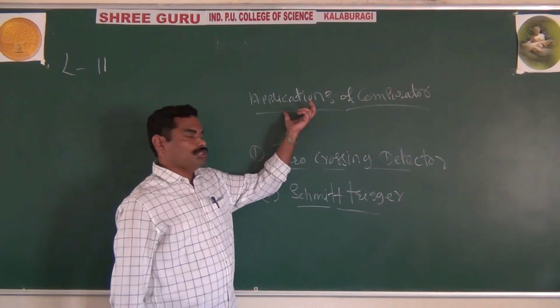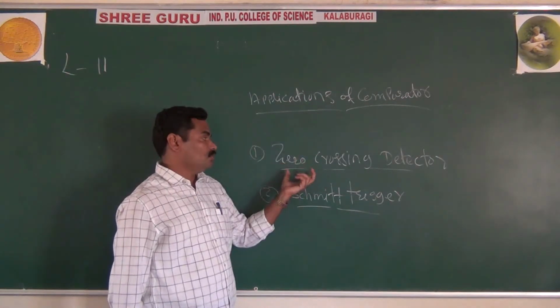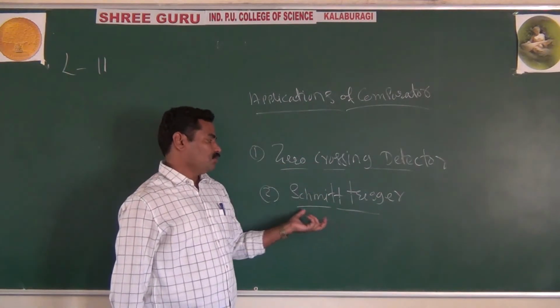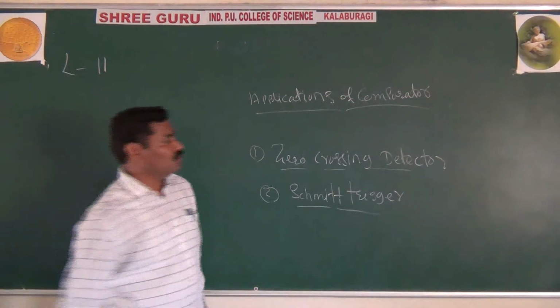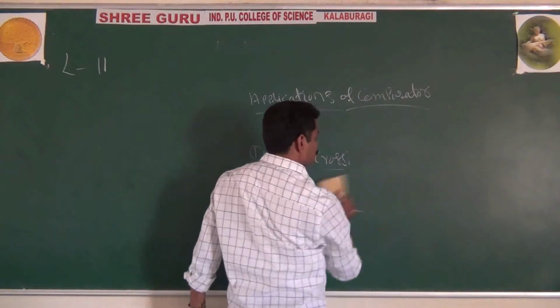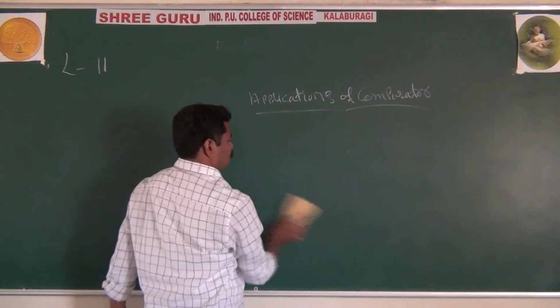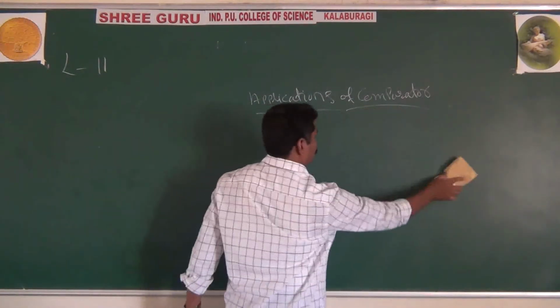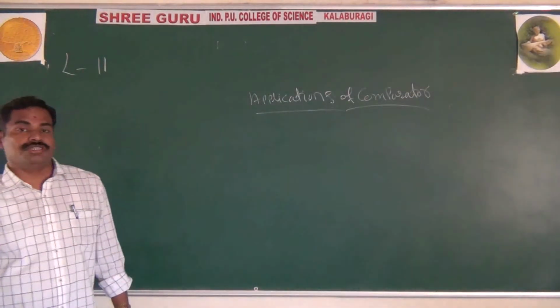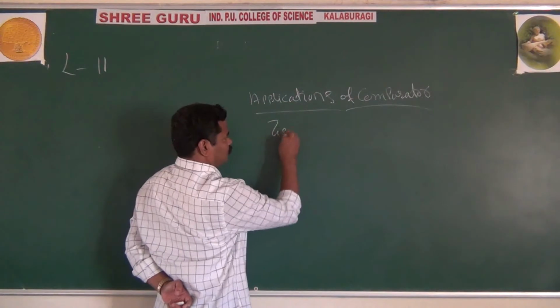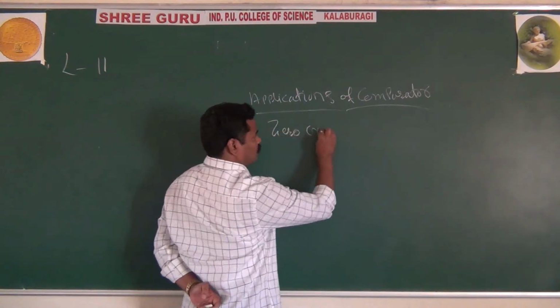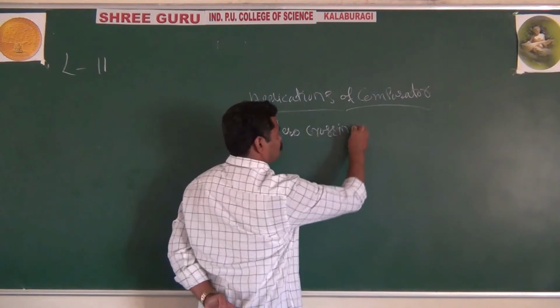The main applications of the comparator: it is used as a zero crossing detector and also as a Schmitt trigger. And actually, what is called a zero crossing detector? And why is it called a zero crossing detector? You see here, it is called a zero crossing detector.